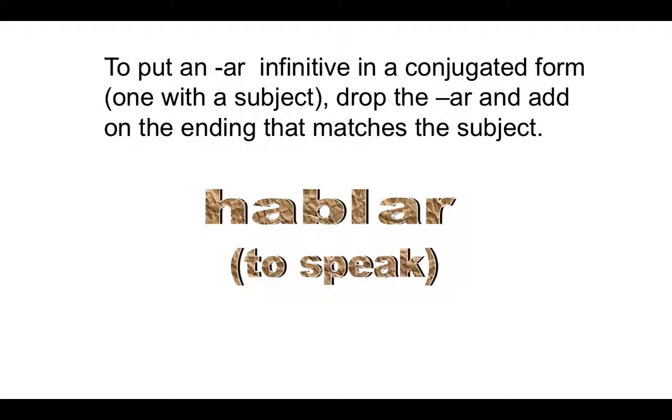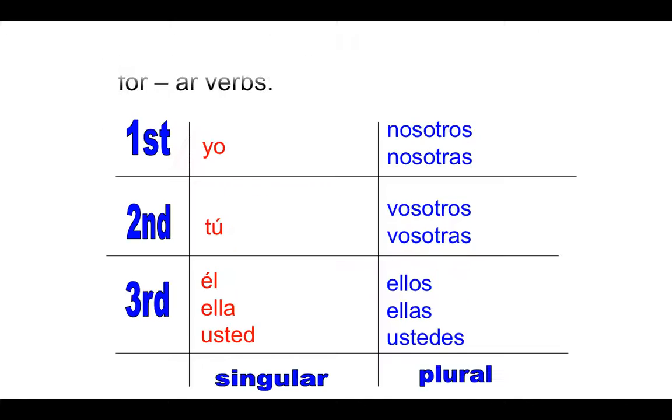Now, to put an AR infinitive in a conjugated form, you drop the AR and you add on the ending that matches the subject. Here's hablar, meaning to speak. That's an infinitive. When we throw away the AR, watch what happens. It now has a subject, you speak. Your ending is now AS because it has been conjugated.